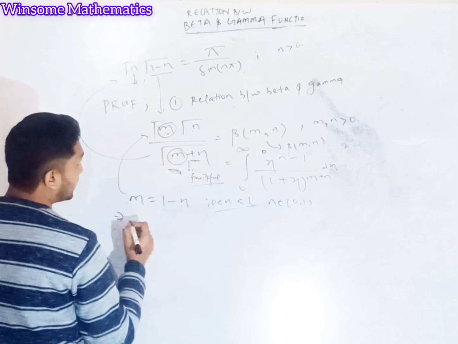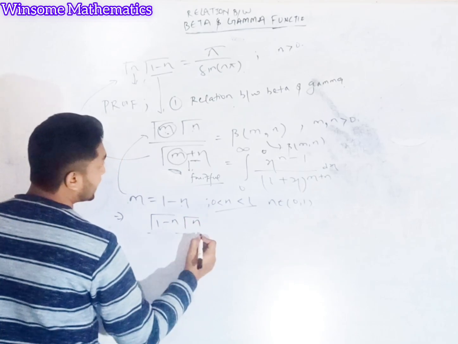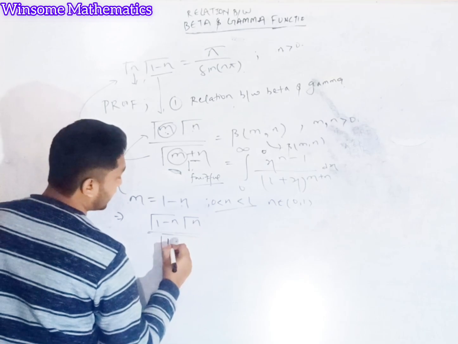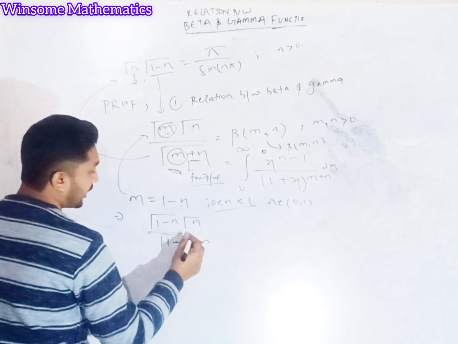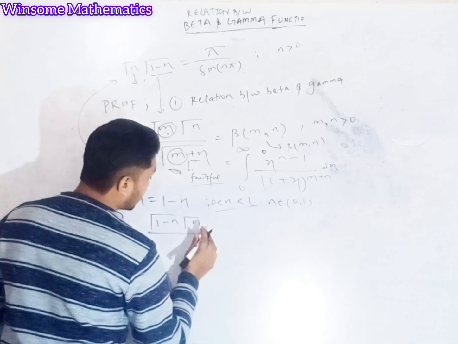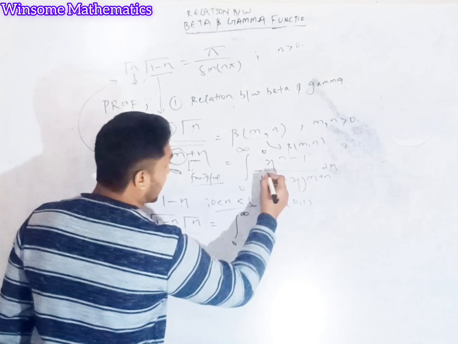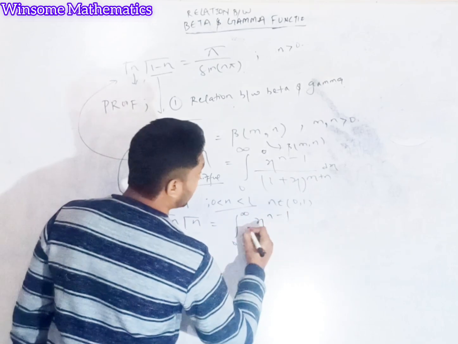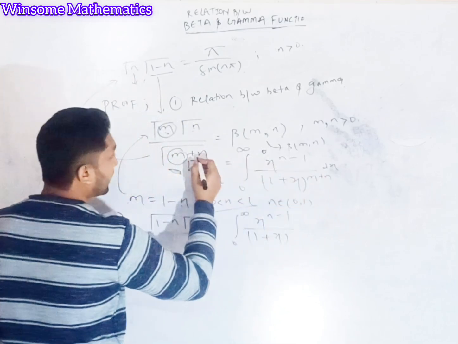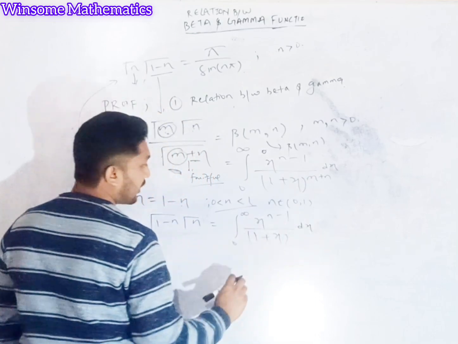So what we will get is gamma 1 minus n into gamma n, this will become gamma 1 minus n plus n, the n cancelled, so this is gamma 1, and gamma 1 is equal to 1. So this is equal to the integral from 0 to infinity of x to the power n minus 1 upon 1 plus x to the power m plus n, simply m plus n, which is 1 also, dx.